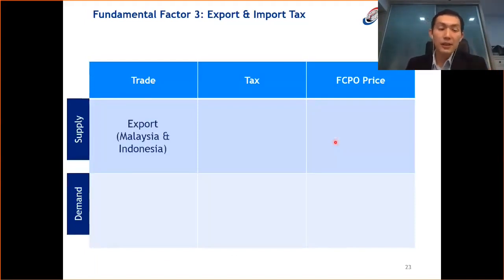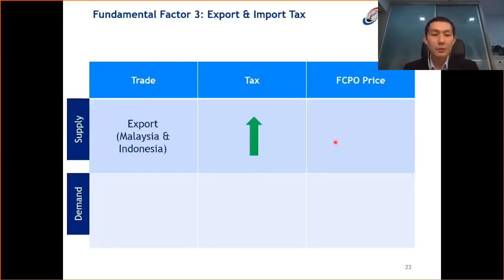So first thing on the supply factor, because we are the producers, right? So we export our CPO out from Malaysia. So let's say if your export tax for FCPO increases, what would happen and what does it actually mean to the price?